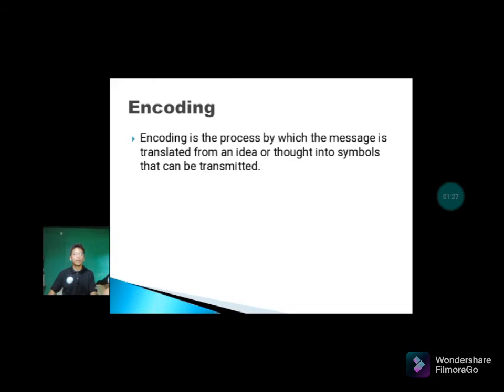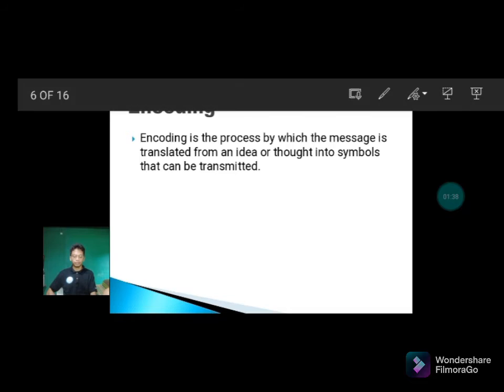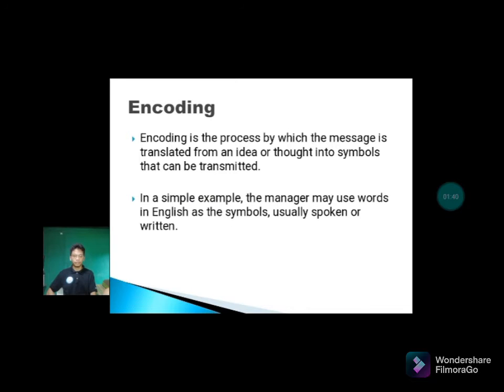Next is encoding. Encoding is the process by which the message is translated from an idea or thought into symbols that can be transmitted. In a simple example, the manager may use words in English as the symbols, usually spoken or written.